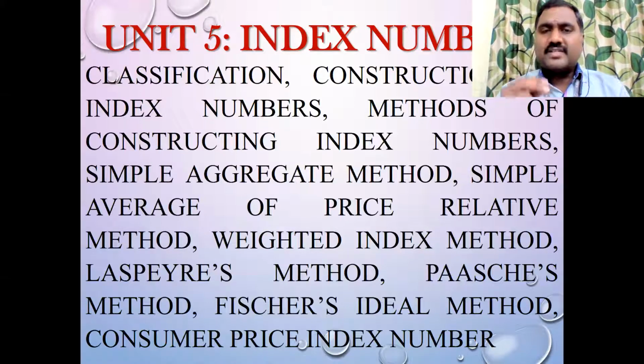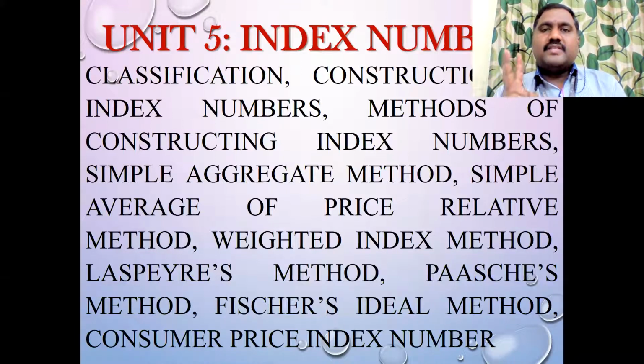Okay, these are the two methods under the simple method. The second method is the weighted index method. Under the weighted index method, we have two types: one is the weighted aggregate method and the other is the weighted average of price relative method.